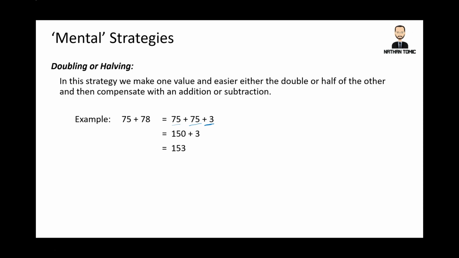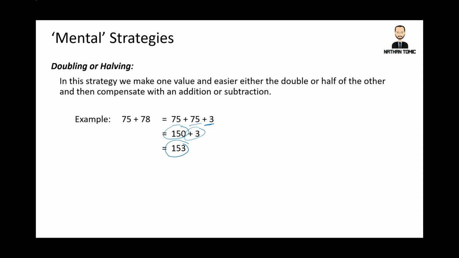Now, if finding a double or a half number doesn't help you because you can't do that in your head, then that's maybe not a strategy that works for you. But from here, it works the same. So we're saying in our mind, we can easily add 75 and 75 to get 150. And of course, we've got the plus 3. And of course, 150 plus 3 gives 153.